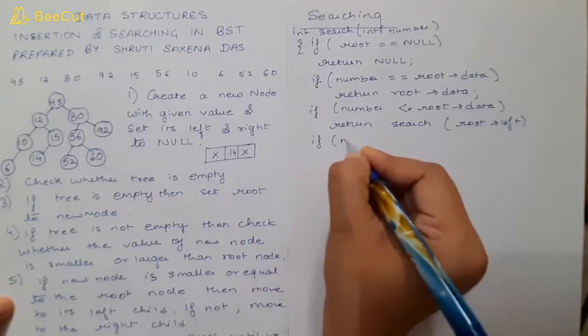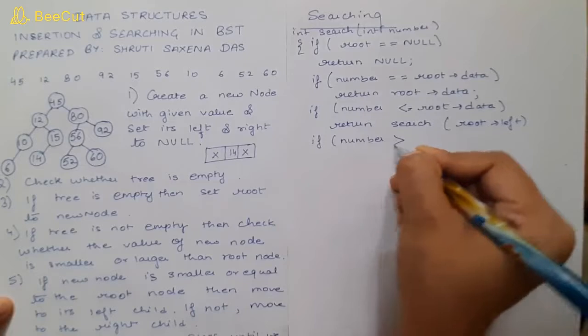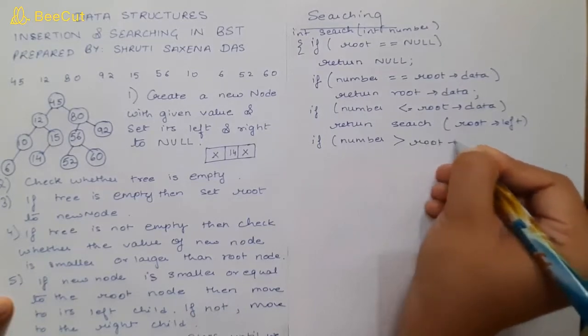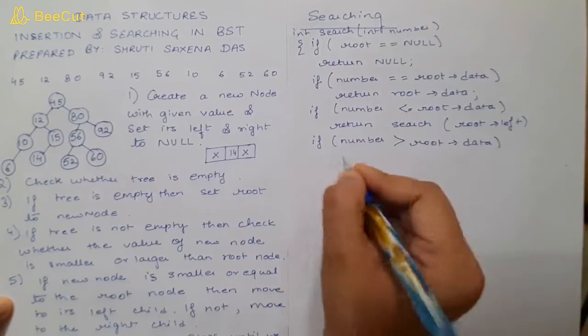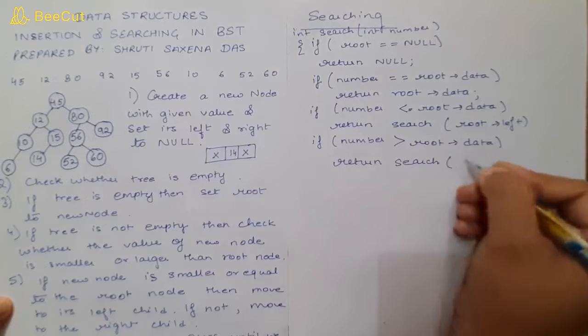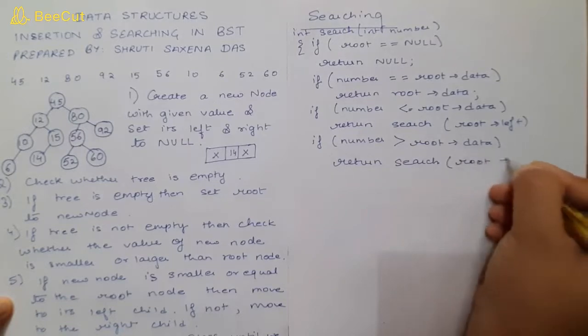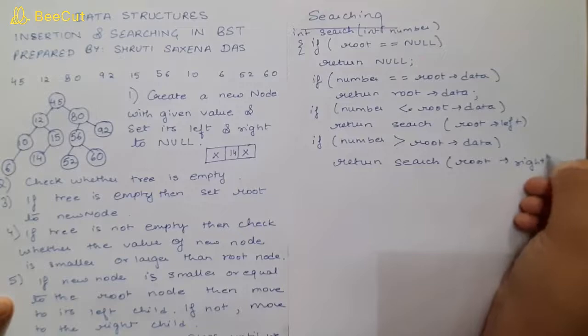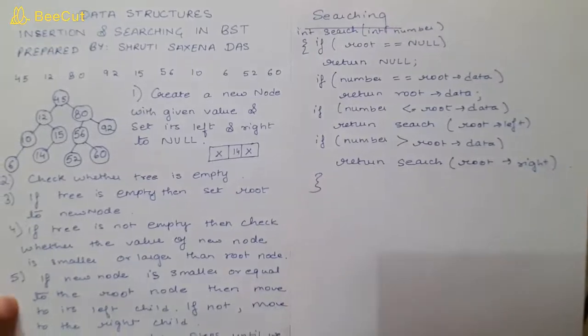Otherwise, if number is greater than the root data, then we have to recursively search in the right subtree. This is the procedure which we need to follow. Basically we start with the root node and compare the searching element with the root element. If it is less than root, then we search in the left subtree recursively, otherwise we search in the right subtree.